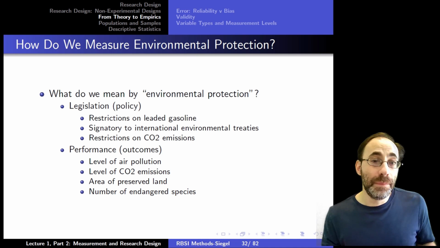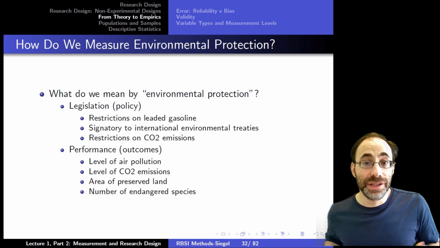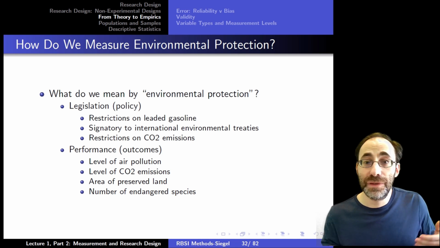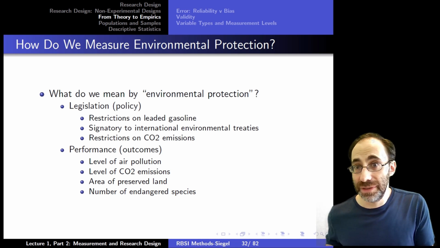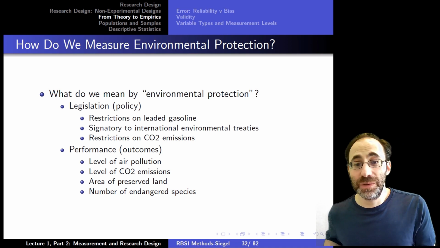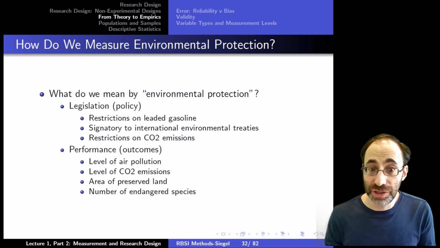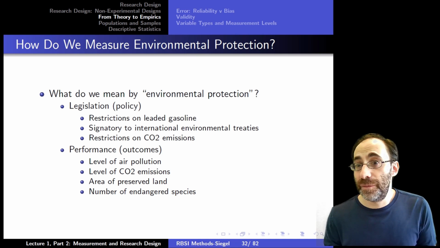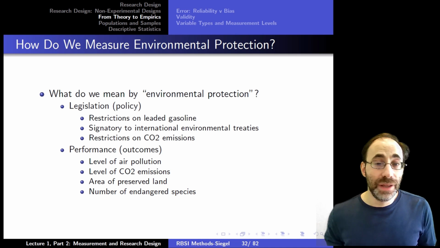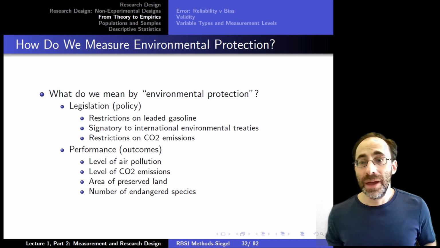But you may have a very different idea of environmental protection in your mind, conceptually. It might refer more towards performance, right? The outcomes, what's actually happening with the environment right now. And in that case, measurement would involve things like the level of air pollution at the moment, the actual level of CO2 emissions in the air, the area of preserved land within a country, the number of endangered species in that country. That's trickier to measure.